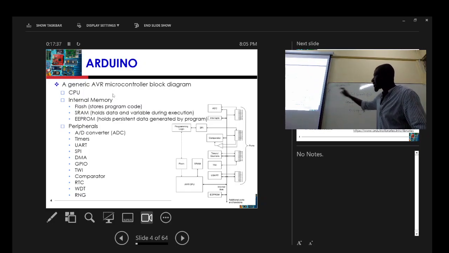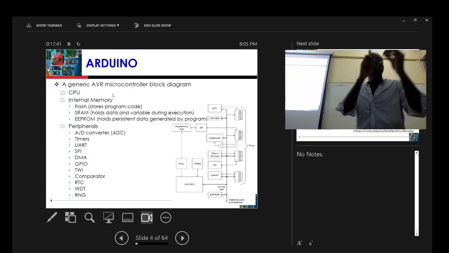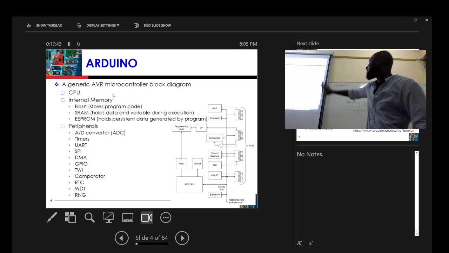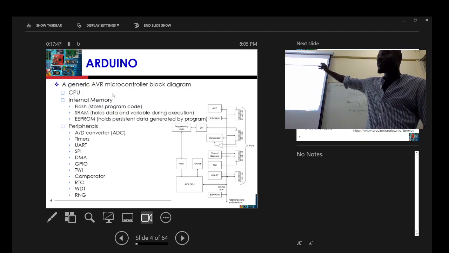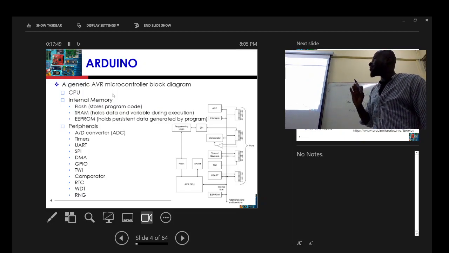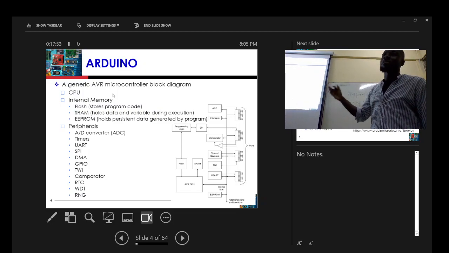Now, this is the generic architecture of a microcontroller. What is inside this chip here? This is the general architecture. It must have, as I said, the CPU, the first one. It must have memory, and then it must have some kind of input and output. If I say I/O, I mean input output, right?